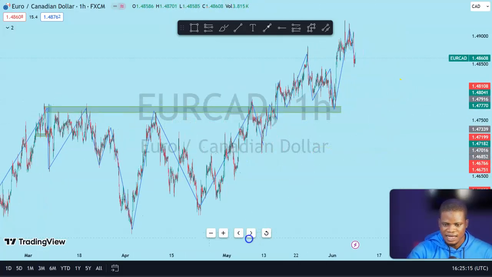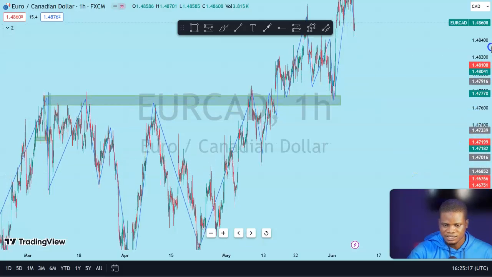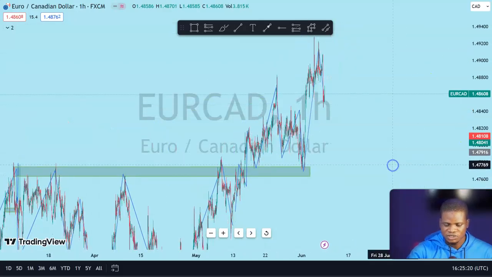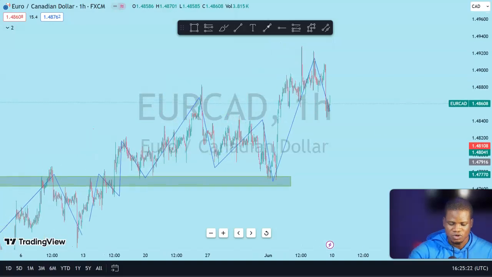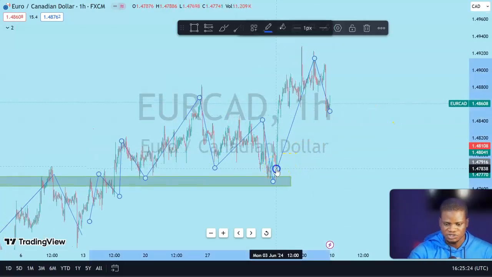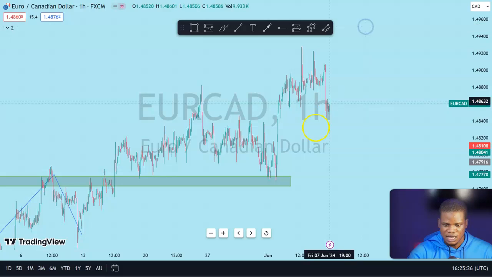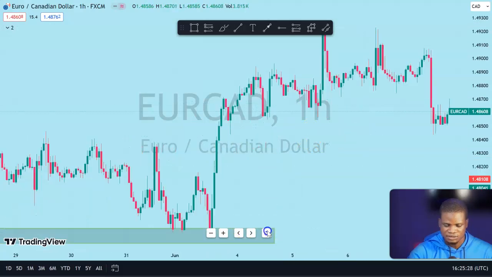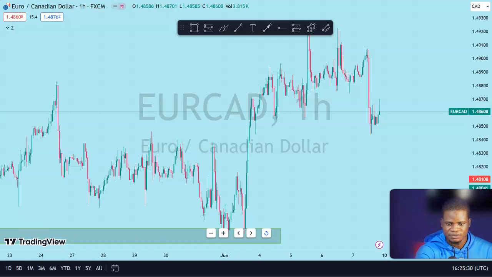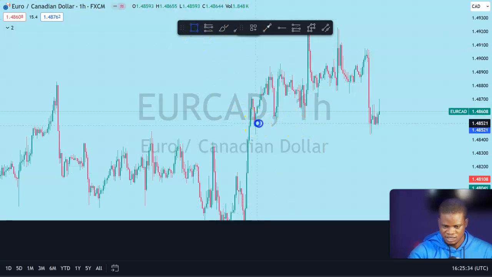And at this point, the market has broken the resistance. And at this point, what you want to be doing is trading above the resistance. And you would see that right here, the market is also creating a support around this place.